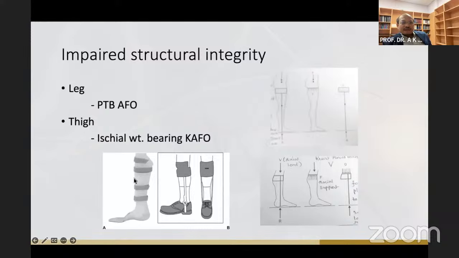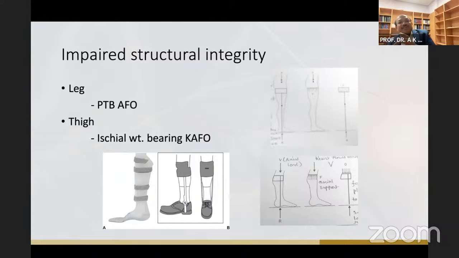So this is the anterior shell and the posterior shell, and this is covered with some straps. Because of this indentation, 15 degree flexion of the knee joint is allowed. Once there is 15 degree flexion, the whole of the patella, femoral condyles and tibial condyles will come in contact with the upper part of this anterior component, which will bear the weight.